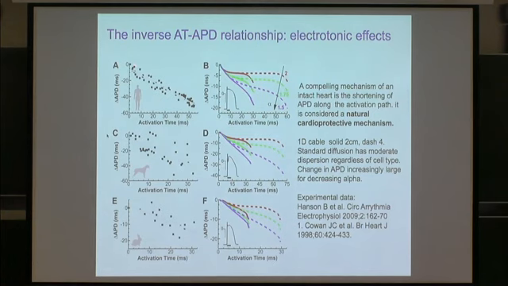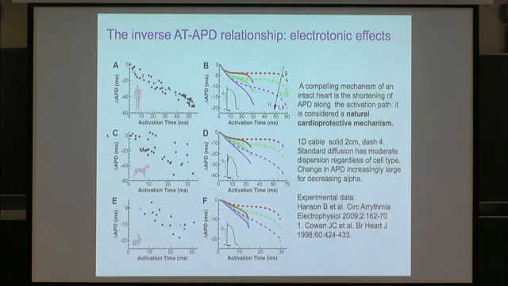Second piece of information is clinical data from Ben Hanson's lab in London, where you look at the APD, the period of the action potential wave, and you plot it as a function of the activation time. And this decay is thought to be a very important property in healthy hearts.